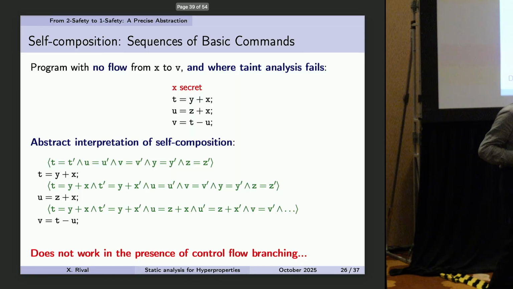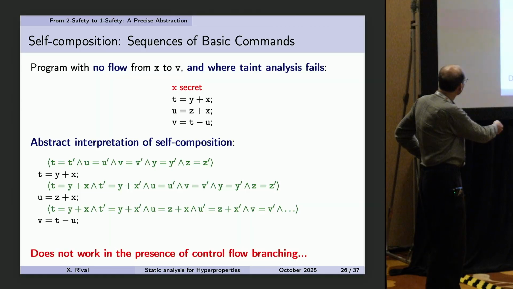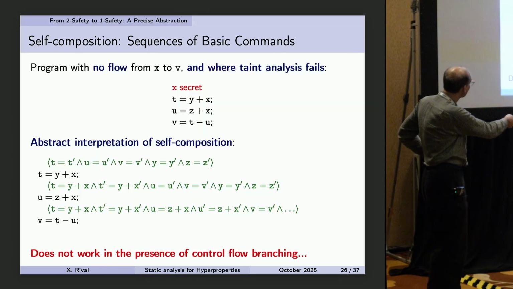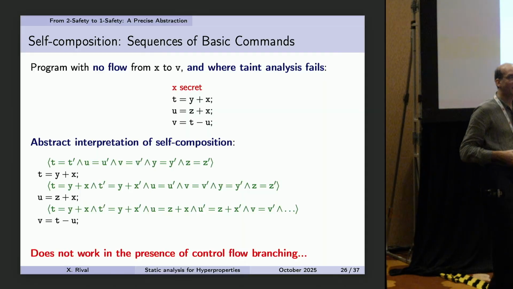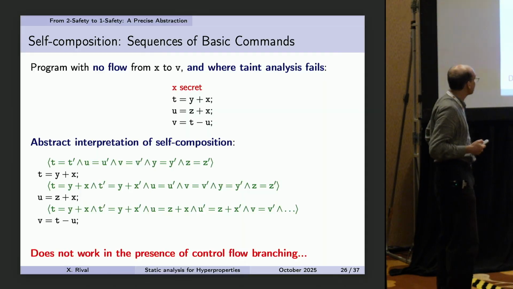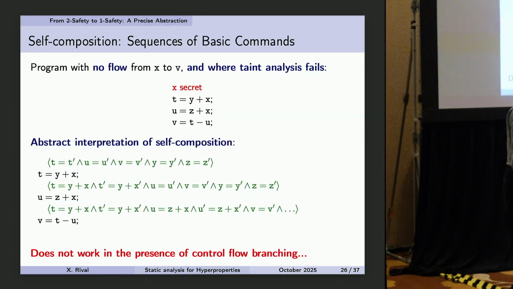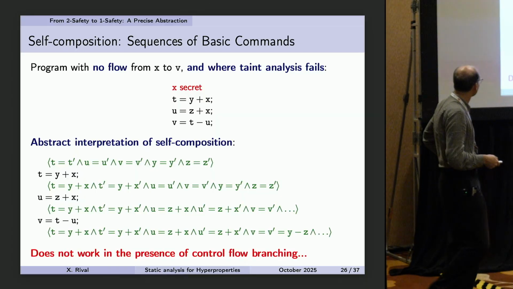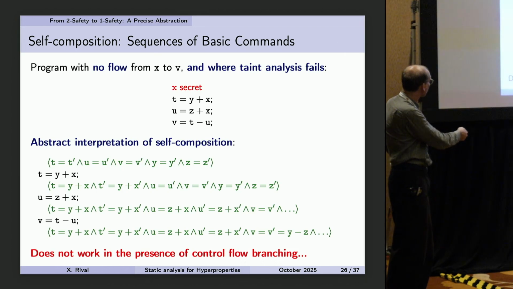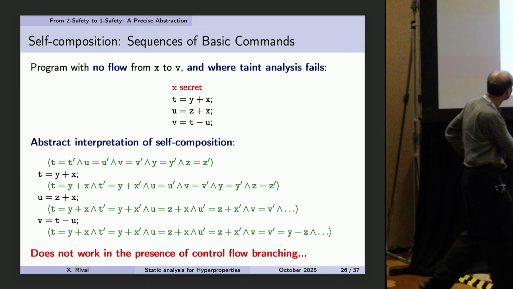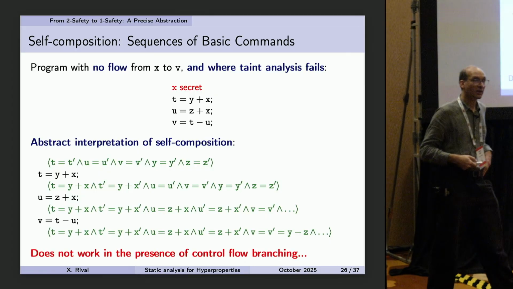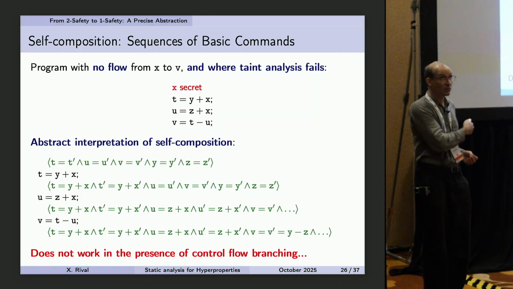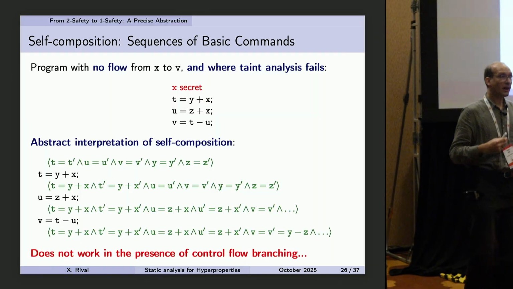We do the same for the next one. So we get this time u equal to z plus x, u prime equal to z plus x prime. So again, this should be z prime, but same thing, z is equal to z prime, so we get z here. And as we expect, at the very end, we get v equal to v prime equal to y minus z. Okay? So that works pretty well here because we have straight line code.